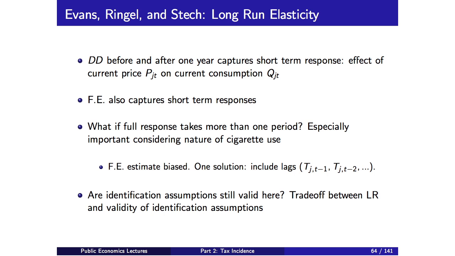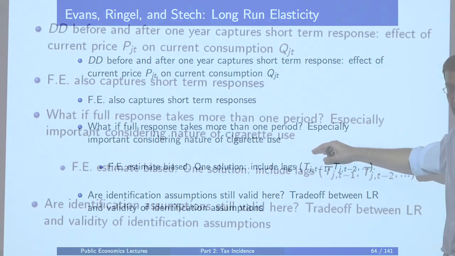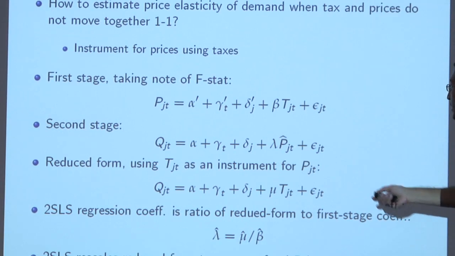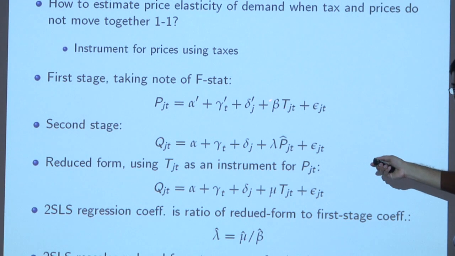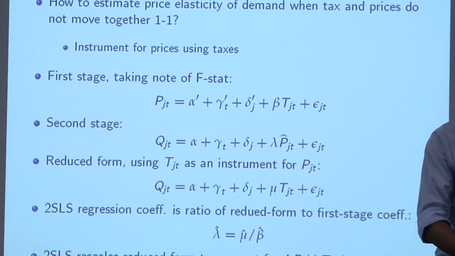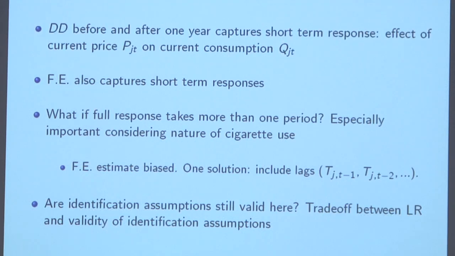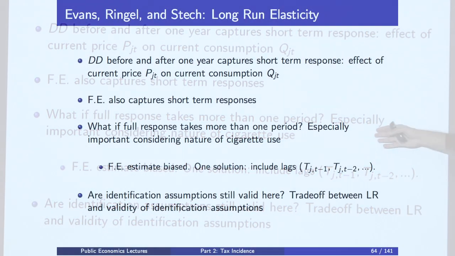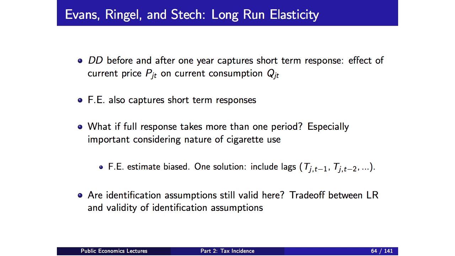Fixed effects also basically captures short-term responses. That's because we're modeling behavior as a function of the current tax, right, in the fixed effects model. So when we look at these models, we're putting in only the contemporaneous tax rate. We're not putting in the tax rate in the previous period or the period before that and so forth. Now, you might think, especially in the context of cigarettes, that it's quite intuitive that there'd be lagged adjustment. That is, some people quit and then some more people quit, or some people don't start, and you gradually see a response. So here, the basic fixed effects estimator is going to be biased.